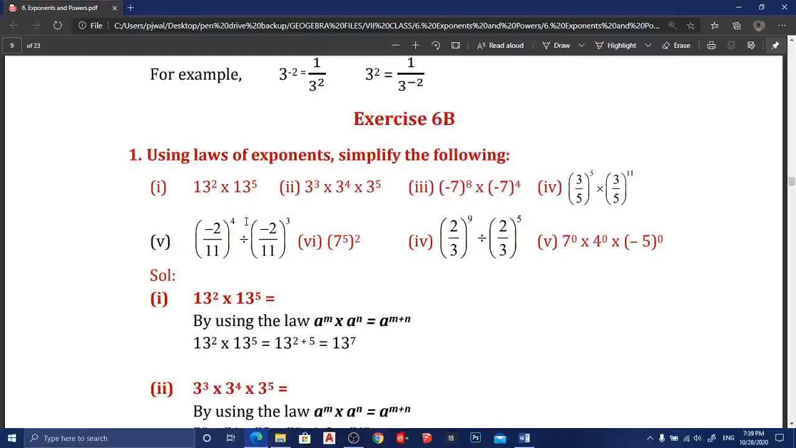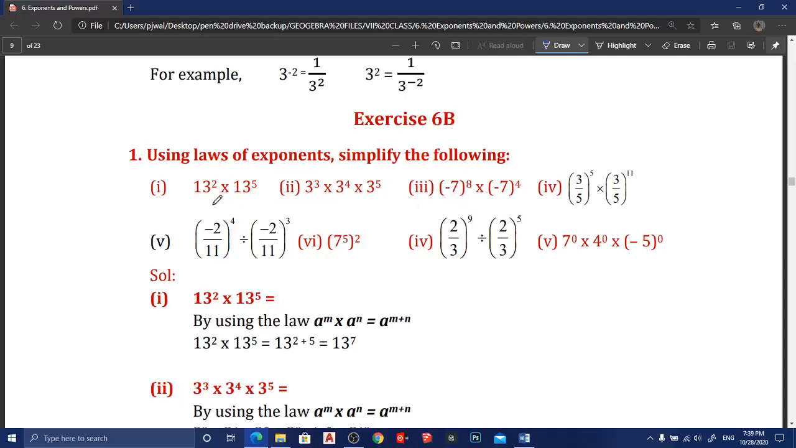Now we are going to solve the problems in exercise 6b of the exponents and power chapter. See the first problem here. Using laws of exponents, simplify the following. Simplify means you have to write the given expression in a simple form by using the laws of exponents. The use of laws of exponents itself is to simplify the given expressions.